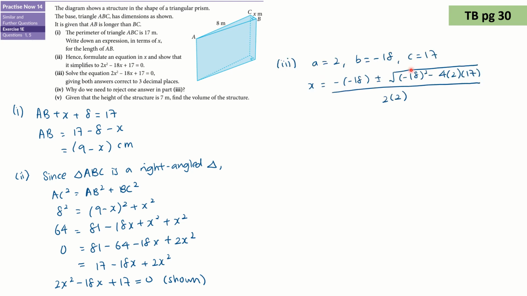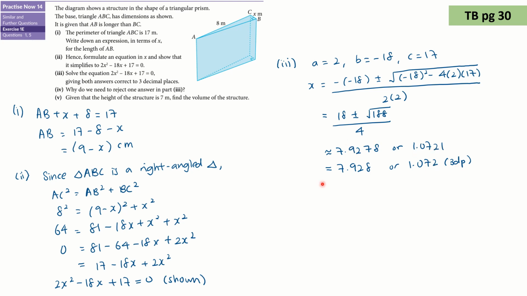Hence, when we apply the formula after identifying the values a, b, c, we will find that x is equal to this, and pressing it into our calculator, we will be able to get 7.9278 or 1.0721. But keep in mind that we need to leave our answer to 3 decimal places. Hence, I will get 7.928 or 1.072, ending it off with 3 decimal places.